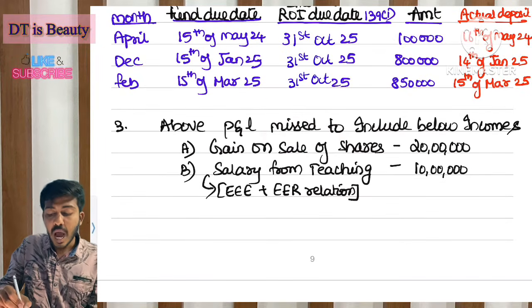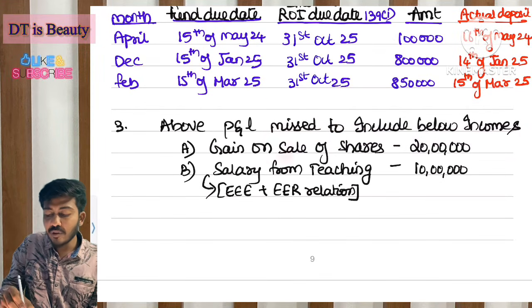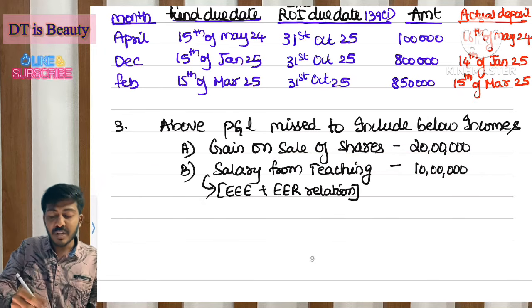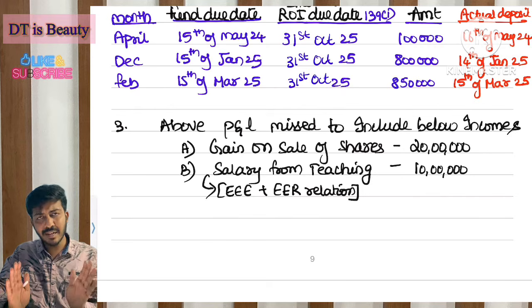Next, third point, above P&L missed to include below incomes. Income, that is gain on sale of shares. Super, thank God, for the first time you did the correct thing. This will go in capital gains. This should never come in the P&L credit side. You did correctly by missing it.